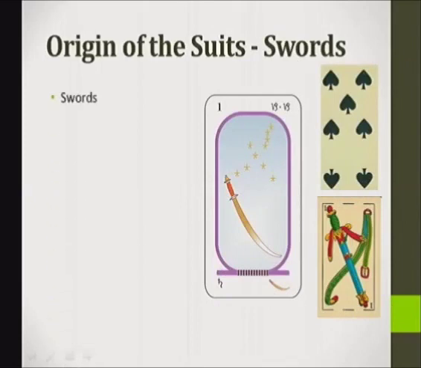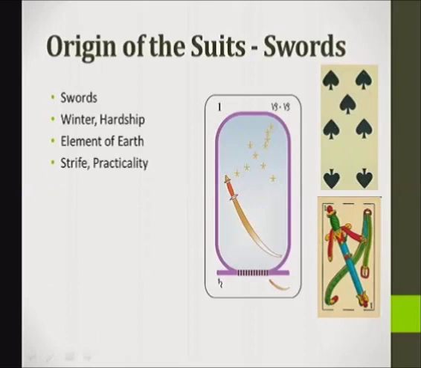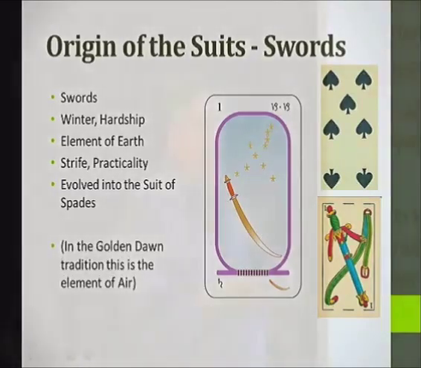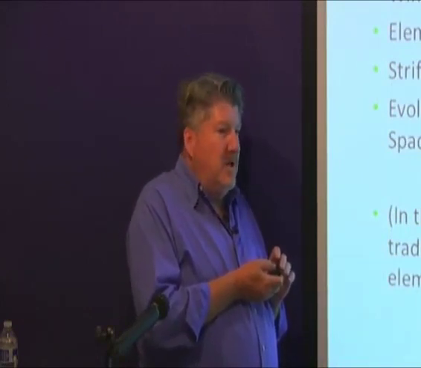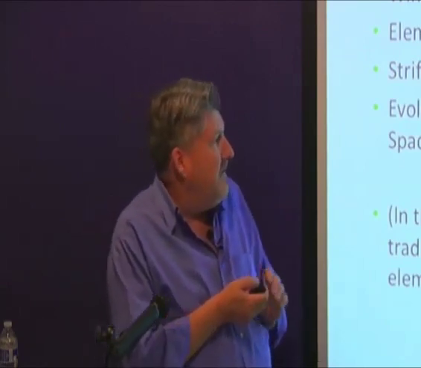Swords. Espadas in Spanish represent winter, hardship, and the element of earth. The spade you use to dig beneath the surface of the earth to find food in winter. It became the symbol in the tarot of either strife or of practicality, those things in life that we have to somewhat endure. And it evolved into the suit of spades. This is again confusing between B of L and Golden Dawn, in that B of L, the positions are different. This is the element of air.